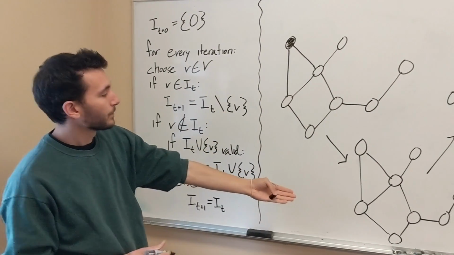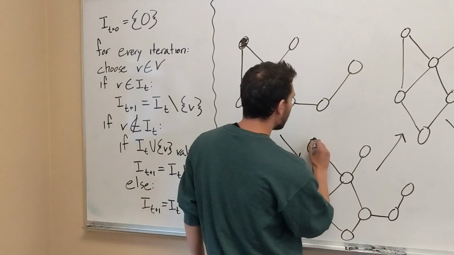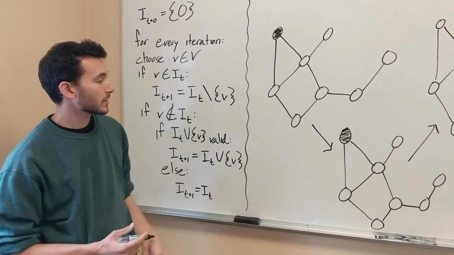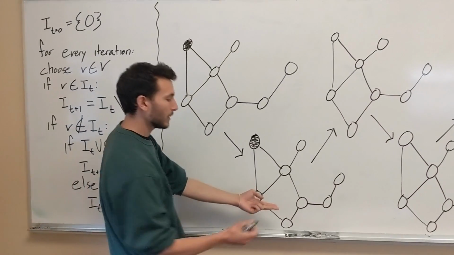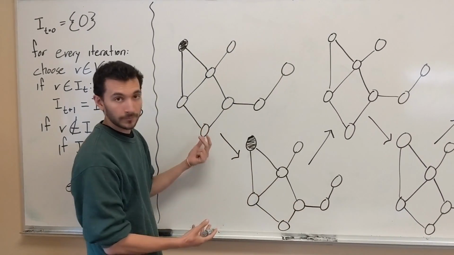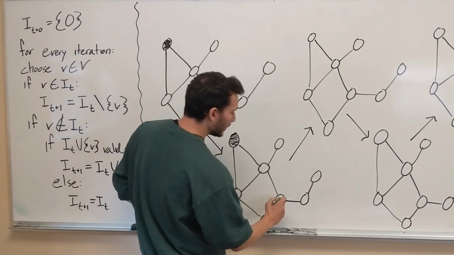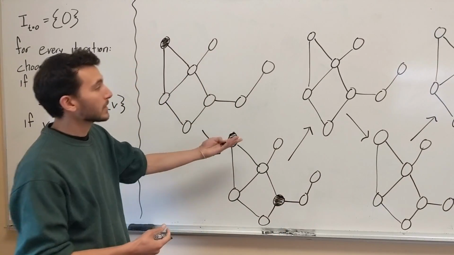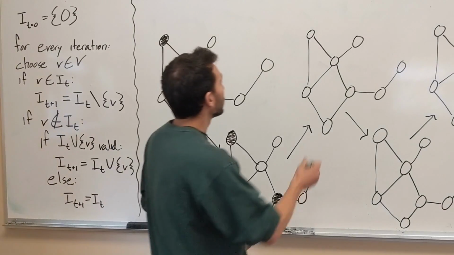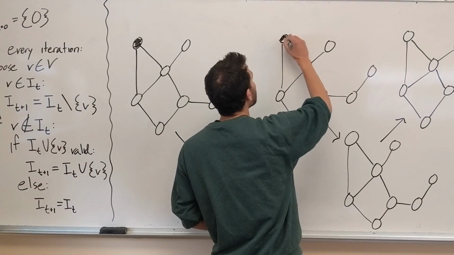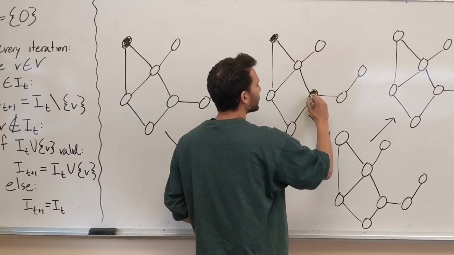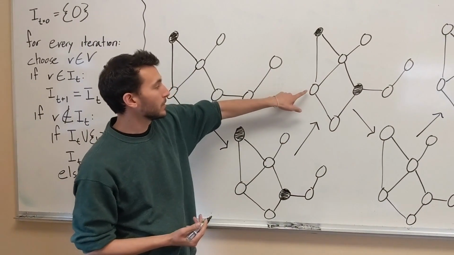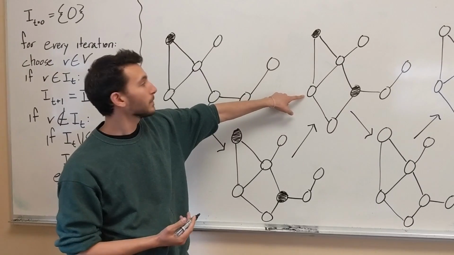Our next iteration down here, we have this one already chosen. We will choose another vertex randomly, we get this one. Again, not in our independent set, does not create an edge. We can add it. And we go to our next iteration, which we now have these two chosen. We go to add another. Say we choose this vertex here.